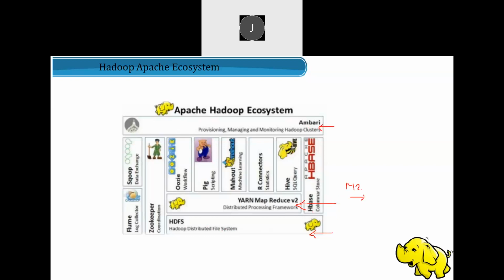Ambari is like a provisioning node. What is that? We can add multiple slave nodes to the master. These slave nodes also have to be configured to sit in the ecosystem, in your environment. In that case, you have to configure the slave nodes to work as slaves of the Hadoop ecosystem.